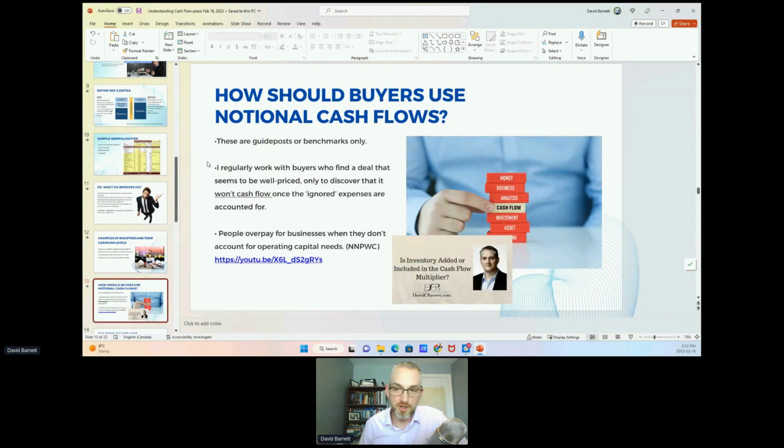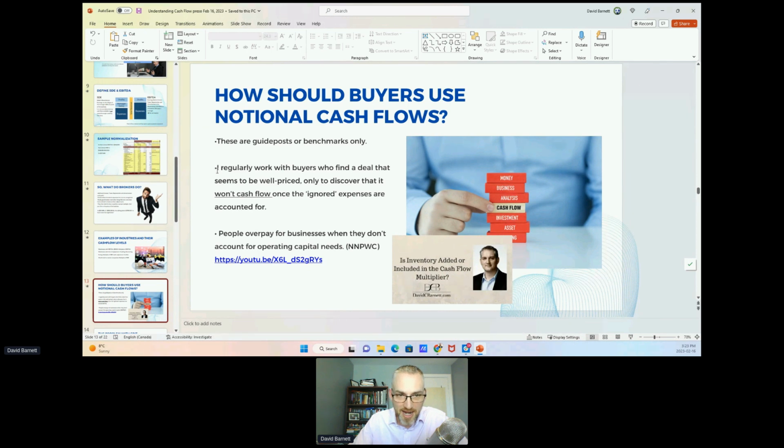How should the buyers use these notional cash flows? Here's how. And sorry, these are supposed to slide in one at a time, but I don't know why PowerPoint's not working today. Maybe I should move to Mac, right? So the notional cash flow multipliers, guys, are benchmarks only. These are not the word of God. These are benchmarks. And there's so many other variables all around the transaction that are going to have an impact on whether it's a good deal or not, regardless of the multiple.